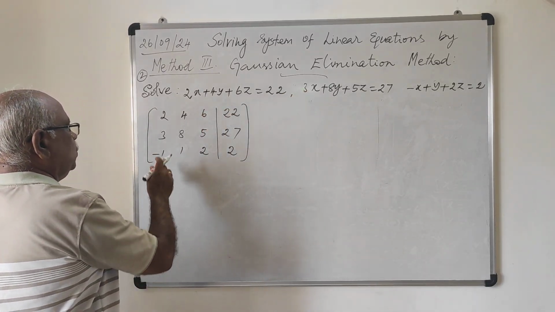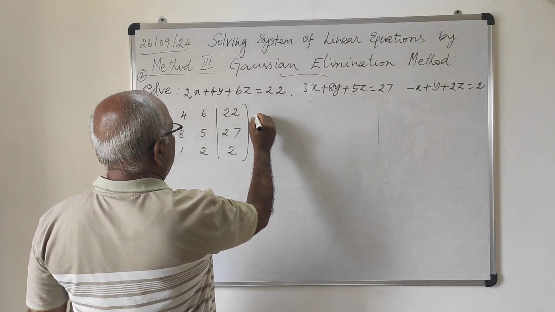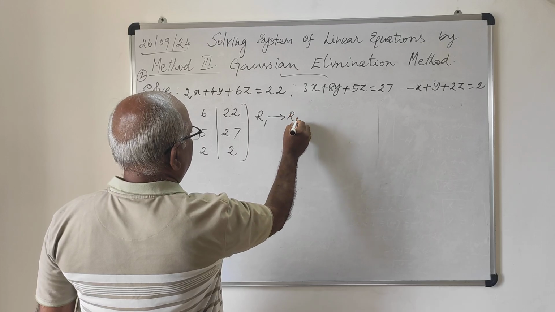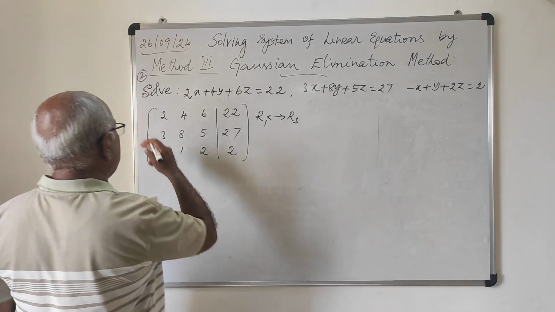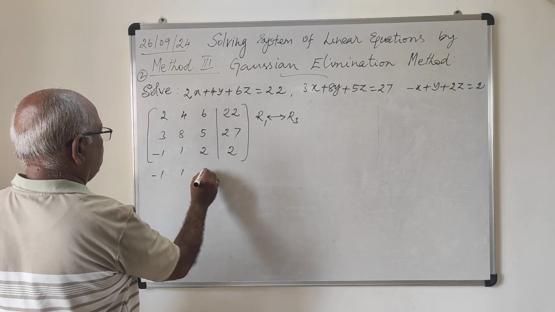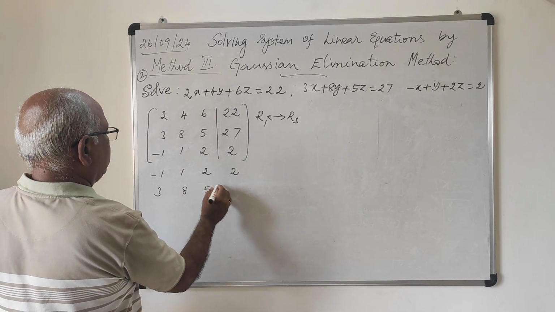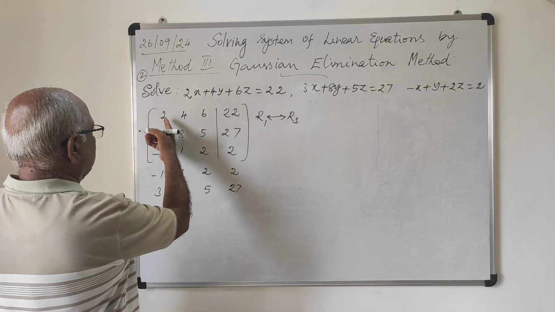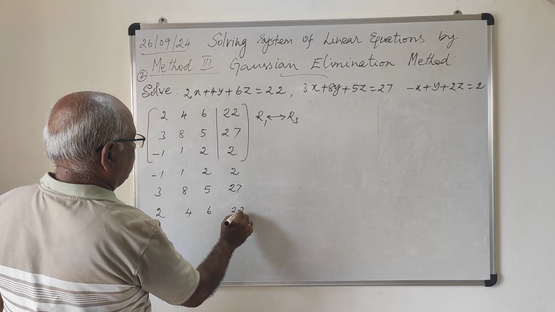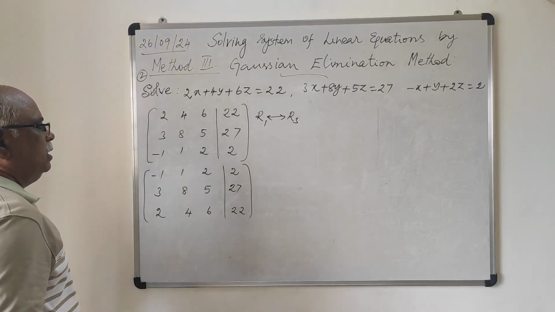Now, I already told you the first row, first element should be 1. Therefore, you rewrite R1 to R3 and R3 to R1. Exchange R1 to R3 and R3 to R1. Therefore, you will get minus 1, 1, 2, 2. Second row, nothing changes, 27. And the third row is 2, 4, 6, 22. Okay, this is our first operation.